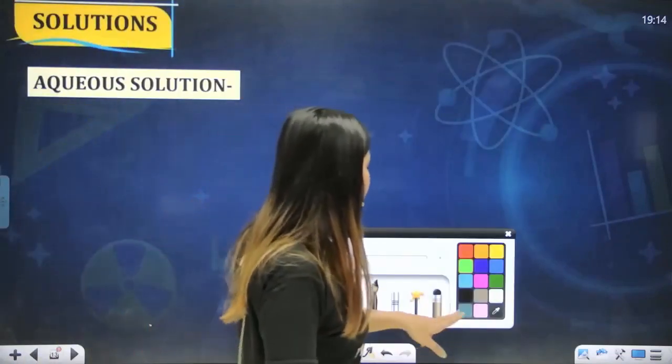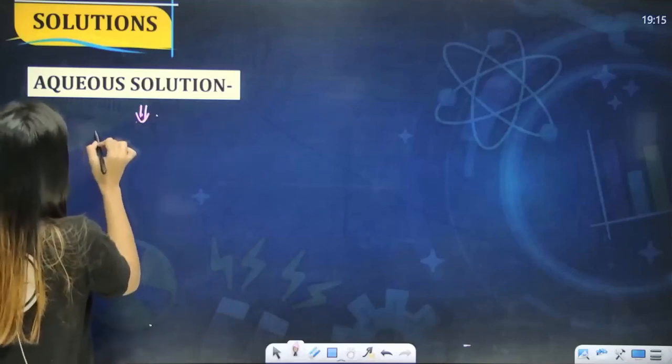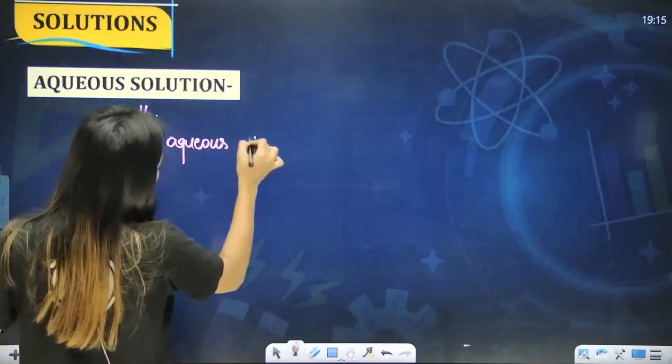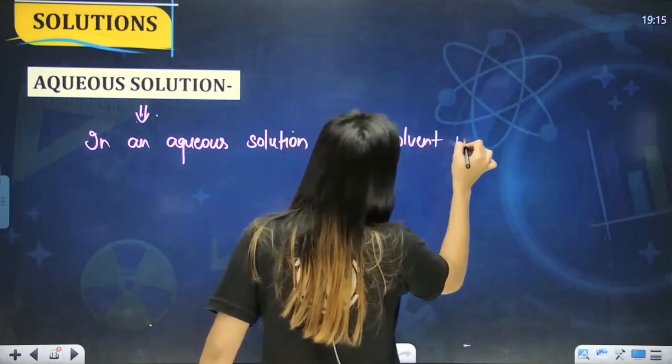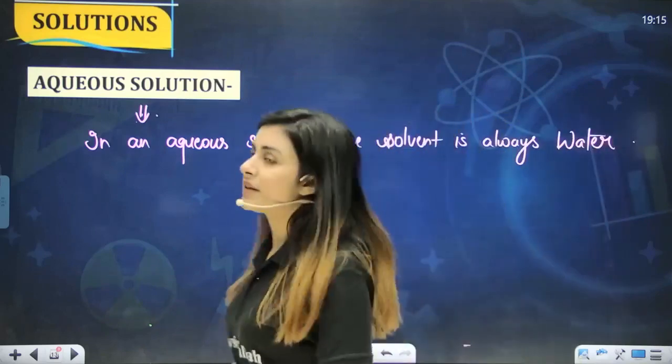Now, there are a few terminologies which we need to understand before starting this chapter. The first and the most important terminology is aqueous solution. If you are given an aqueous solution, what does this tell you? An aqueous solution is a solution in which your solvent is water. Always and always, in an aqueous solution, your solvent will be water. So write that in an aqueous solution, the solvent is always water.